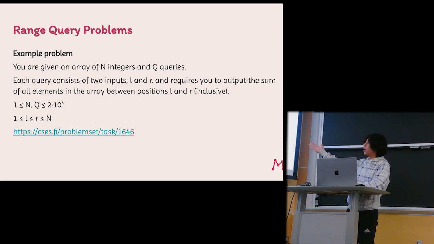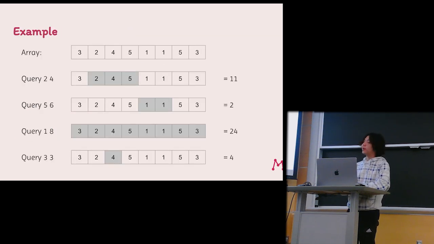One of the most classic variants of the problem is asking you to find the sum of a given range. We have q queries and n numbers within the array. Here's a pretty simple example. We have the array on top: 3, 2, 4, 5, 1, 1, 5, 3. If we query the range from 2 to 4, you have 2 plus 4 plus 5, which gives you 11. 5 to 6 gives you 1 plus 1. And then the rest should be pretty intuitive.